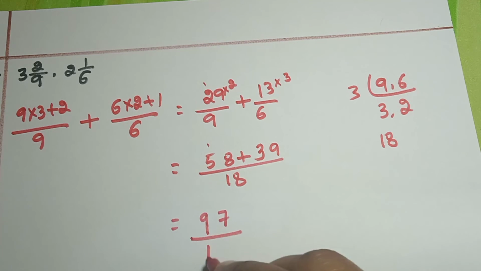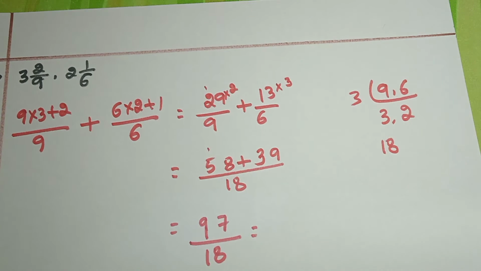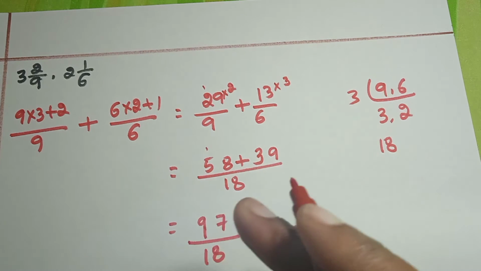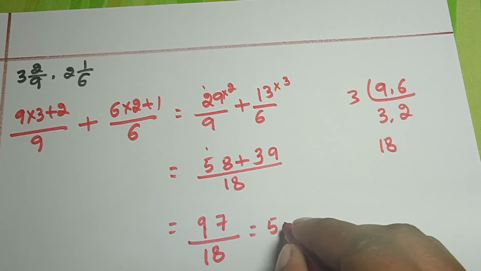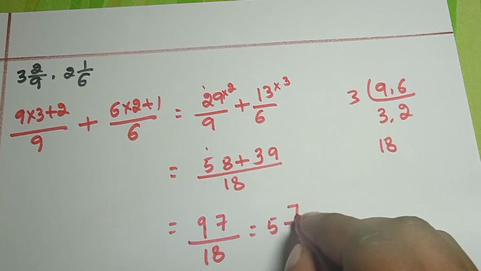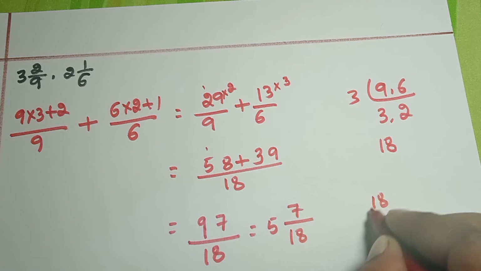Okay, 97 by 18. Okay, now you should convert into mixed number. Okay, yes, how to convert? You should divide this number by 18. 18 how much the 90 or 97? Okay, approximately to the 97. 18 fives are 90. Remainder is 7, by 18. See here, children, once again I will show you.